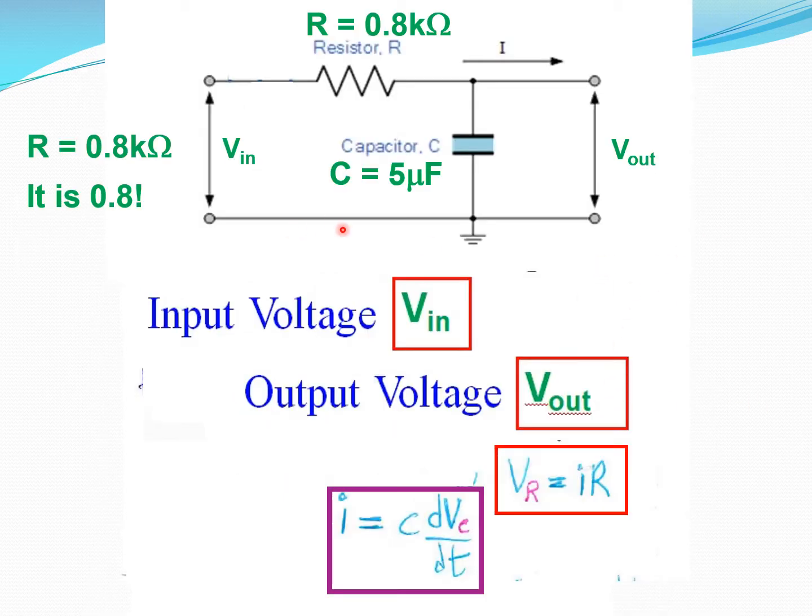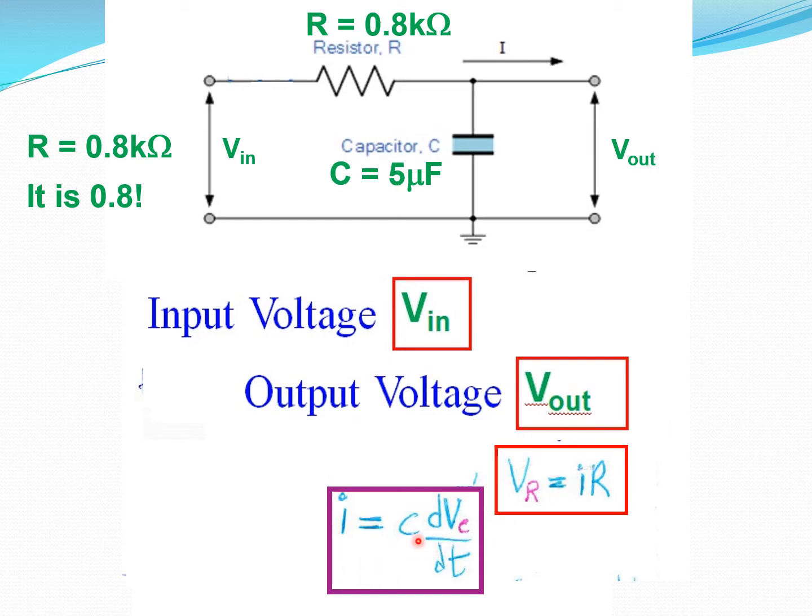So this is our circuit again. We've got a resistor, and we'll assign a value to the resistance later on. That'll be 8 kilo ohms, and we'll assign a value to the capacitance, and that'll be 5 microfarads. And we'll also choose an input voltage, and we'll try and work out what the output voltage is. So again, these two relationships will be important.